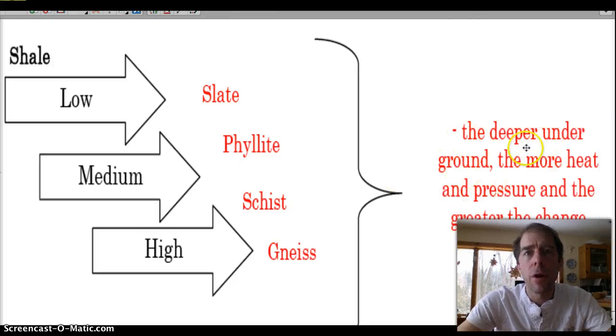The deeper underground you go, the more metamorphic change you'll have happen. So you go from slate, that turns into phyllite, then schist, and then gneiss. So this is the parent rock of this.